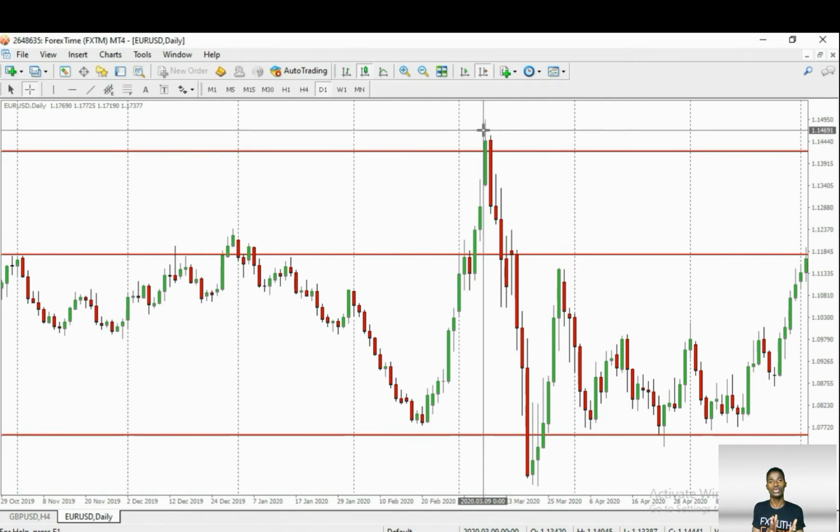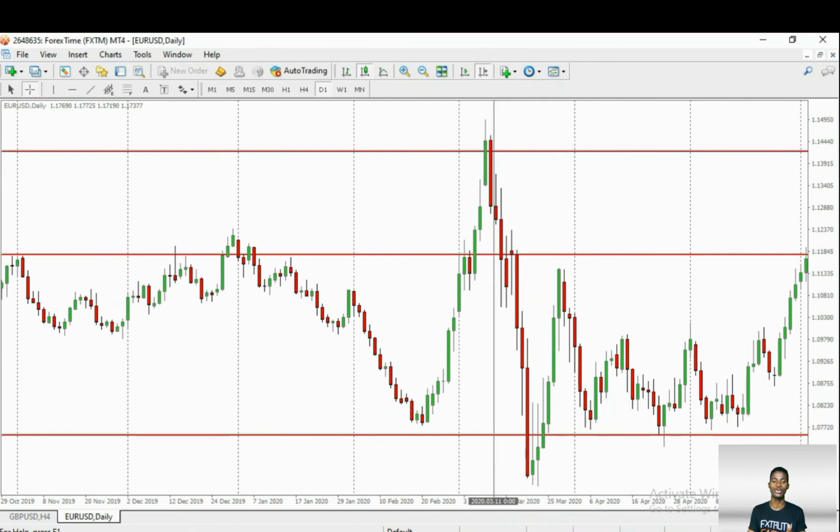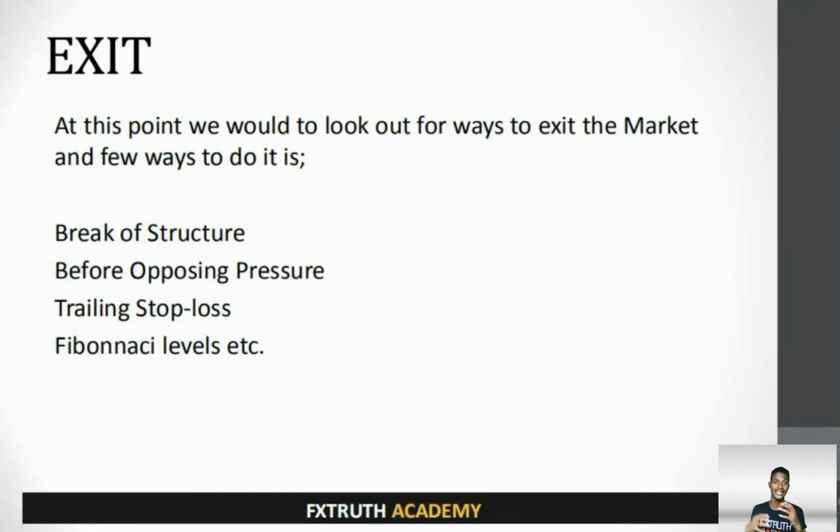So this is how to exit the market if you are right and if you are wrong. If you are wrong, you use the break of structure to exit. If you are right, you use the take profit, and you exit before the opposing pressure steps in. The other ones, the Fibonacci and the other levels, that's the trailing of stop loss. I'm going to explain it in subsequent videos here on this channel.